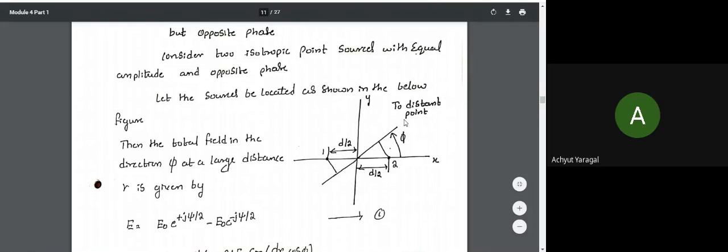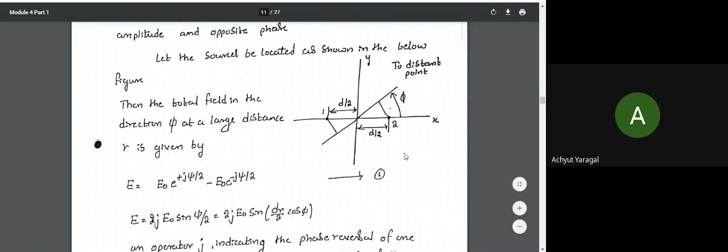But we need to find the total field that is being generated by these two point sources at a far distance. We need to consider the far field. Near field is not considered, and the angle phi is measured counterclockwise. So now, what is exactly the field here?